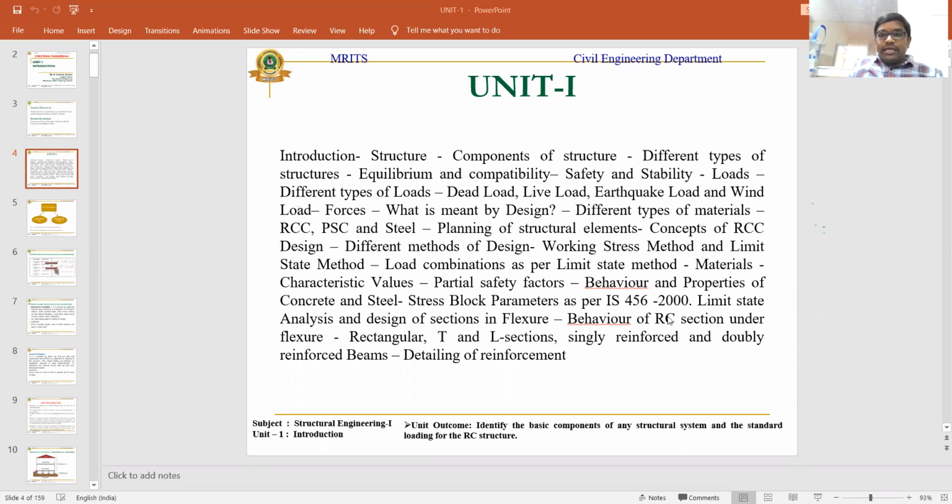Coming to the next one, what are the stress block parameters? Here we will discuss where exactly the lever arm acts. Wherever the compressive force and tensile force act in the structure, the distance between these two forces is considered as the lever arm. The compressive force is considered in the compressive zone, and the tensile force in the tensile zone.